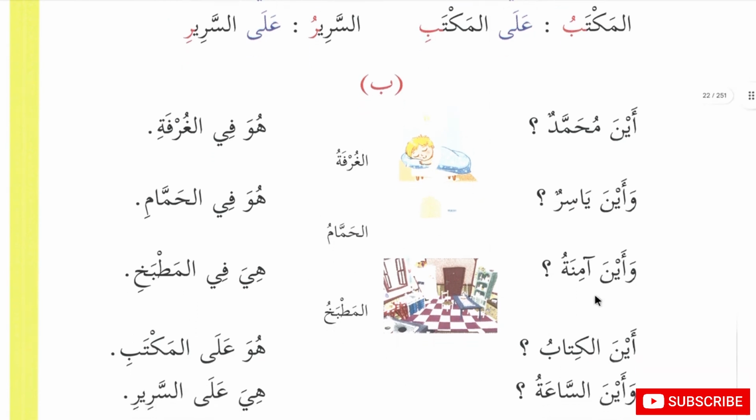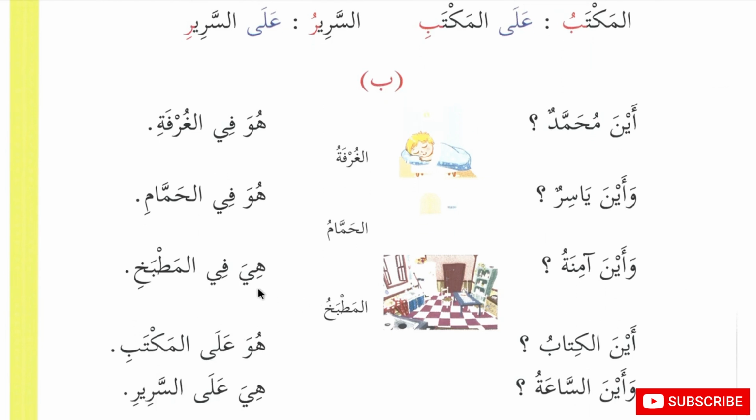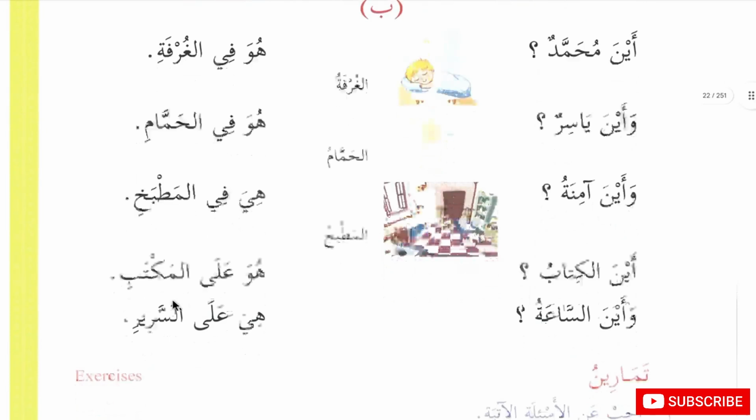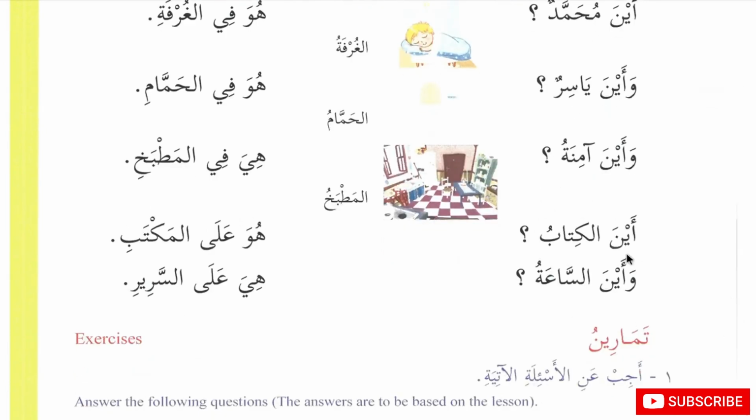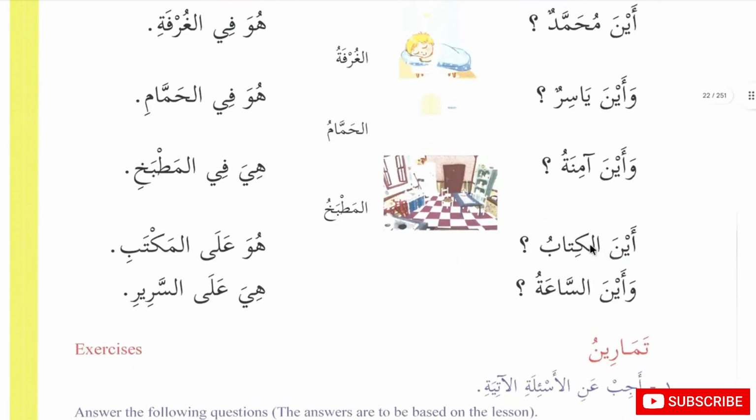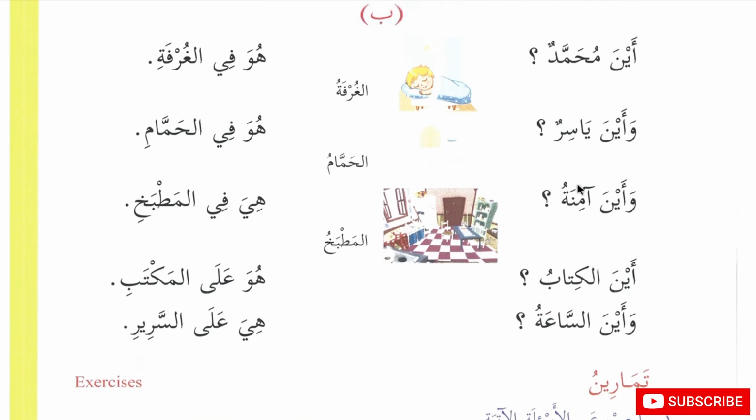Wa aina Amina? Amina, hiya. Hiya is she. So huwa is he, hiya is she, singular feminine. Hiya fil matbakh. She's in the matbakh, the kitchen. In al-kitab. Where is the kitab? Obviously here it's Yasir, Muhammad. These are all names. Amina, these are all definite, so we don't have to put alif lam.